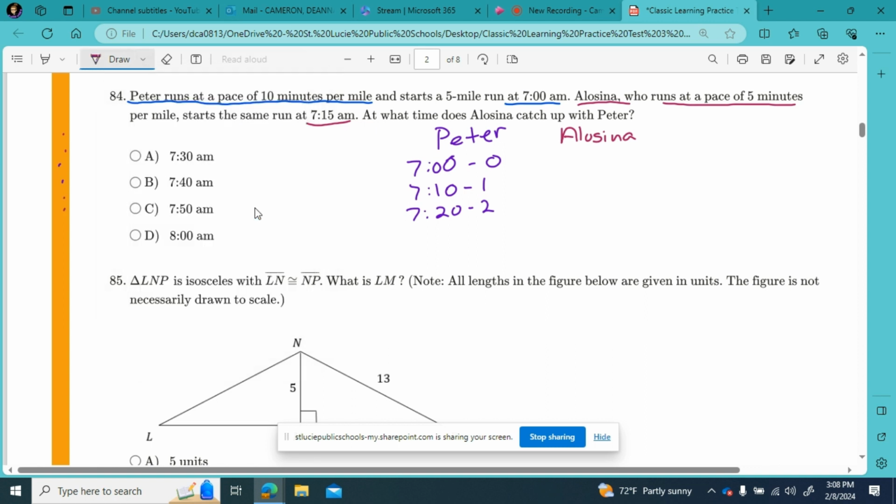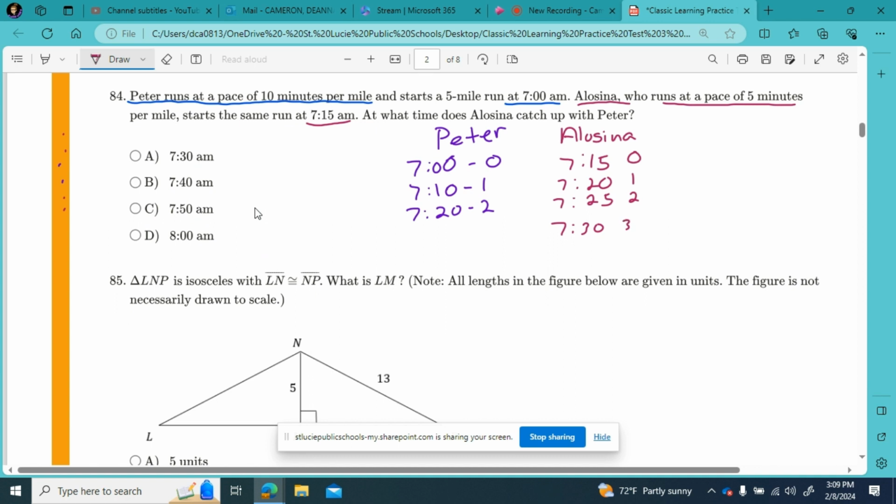And let's see what Alicina's doing. She's not starting her race until 7:15 at the 0 mile mark. 7:20, she makes it to the 1 mile mark. 7:25, she's at the 2 mile mark, so she's a little bit behind him. And then it's 7:30. She's at the 3-mile mark.